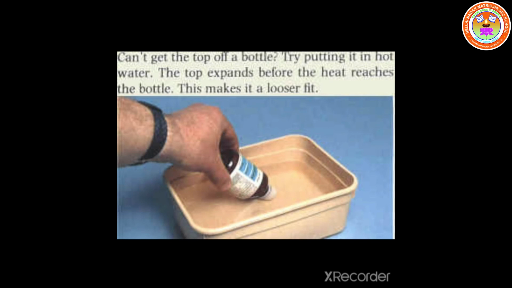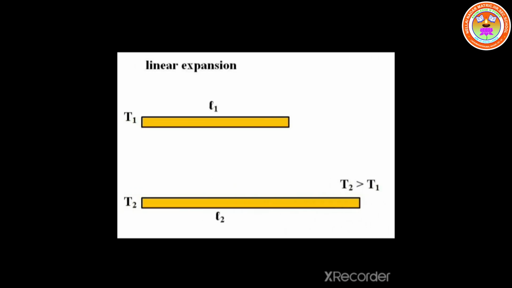Basically, thermal expansion can be classified into types, but here you are going to study two types of expansion. One is linear expansion and another one is cubical expansion. We have one more expansion also, which is areal or superficial expansion. You will study it in higher classes. So what is it? Linear expansion.